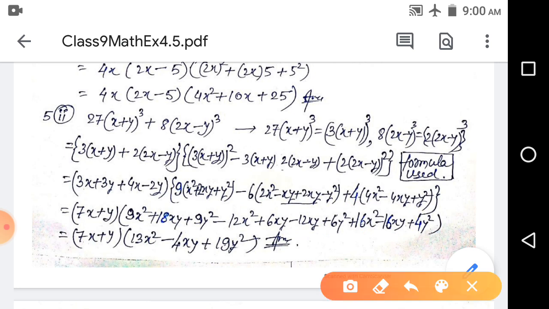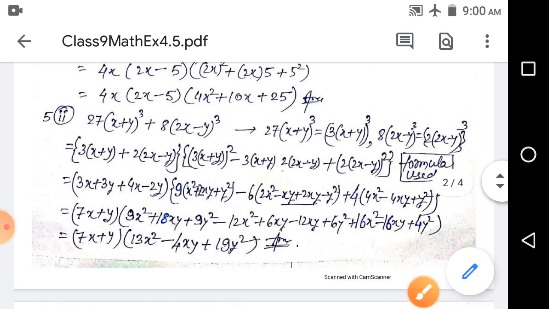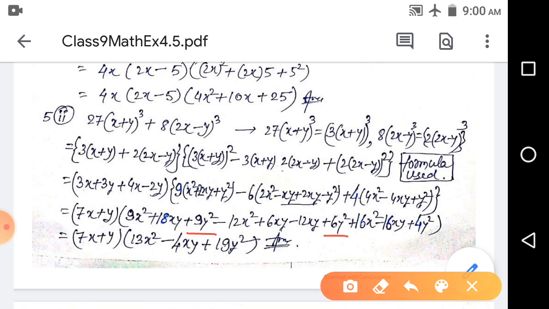Now here we have x² terms. If those are subtracted and added, we will have 13x². Now xy terms are also there, so those xy terms are combined, and we have 4xy. And y² terms are also there: 9y², 6y², and 4y². Adding them gives 19y². And this is the final answer for this problem.